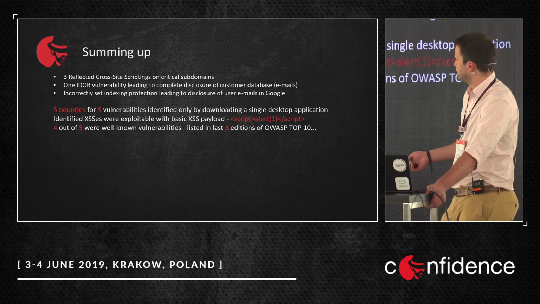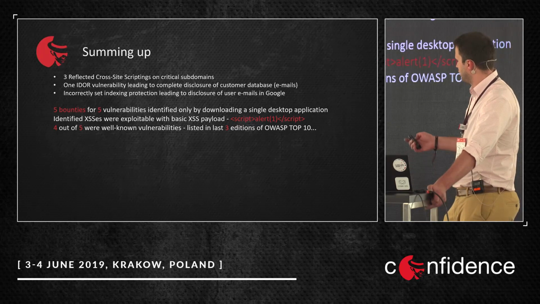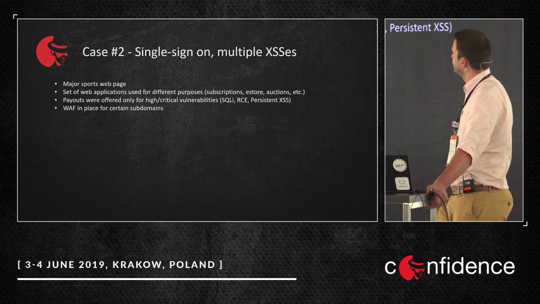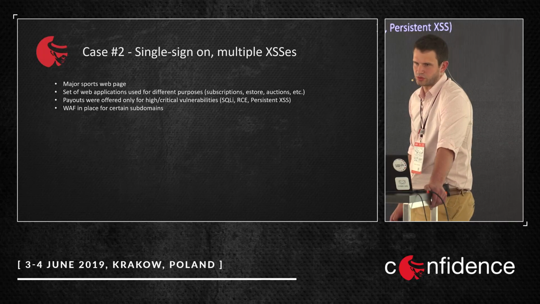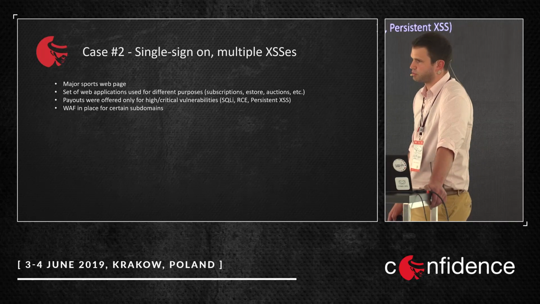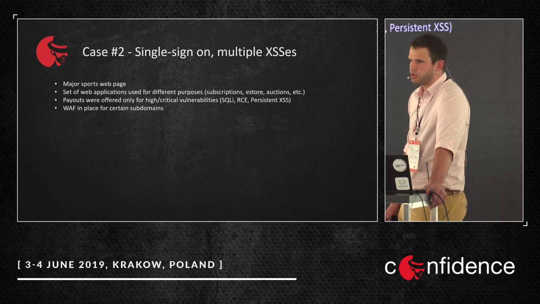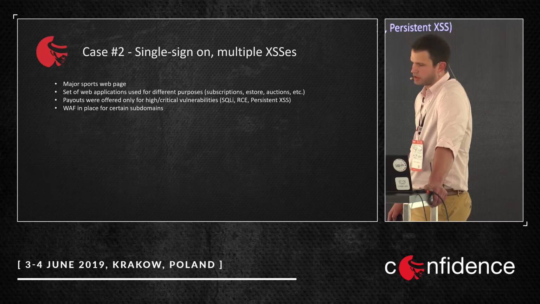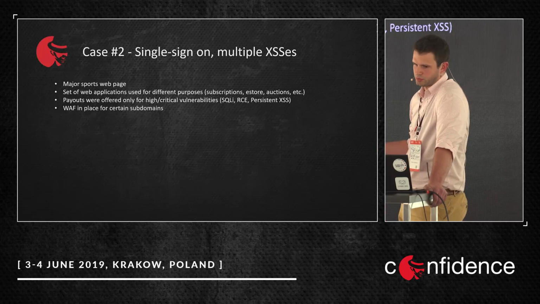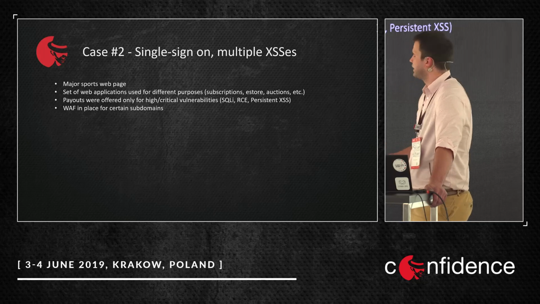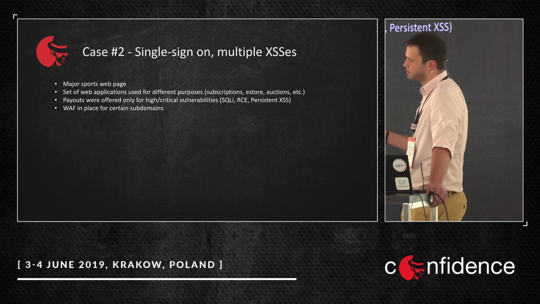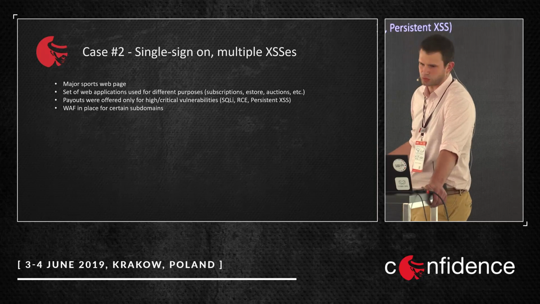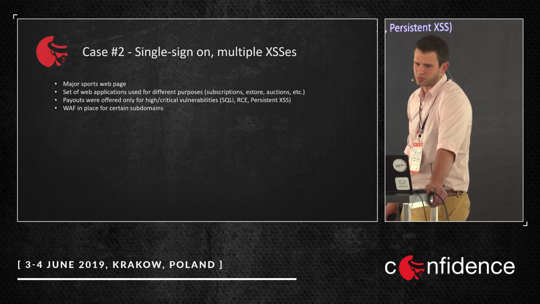Still, that's the story of this first company, which I was able to exploit with that methodology. Going forward, another case of this inter-application vulnerability. This was a web page of a major sports league. They used a number of applications located within different subdomains. They had a separate application for eStore, for auctions, for subscriptions, for scores, results, whatever. Plenty of different subdomains.